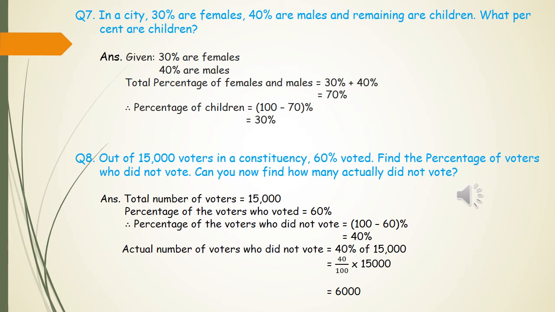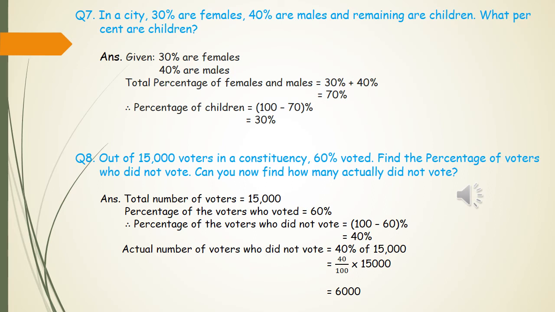Question number 7. In a city, 30% are females and 40% are males and remaining are children. What percent are children? So 30% are females, 40% are males. Total percentages of females and males are 30% plus 40%, that is 70%. And the total is 100. So percentage of children will be 100 minus 70%, that is 30%.